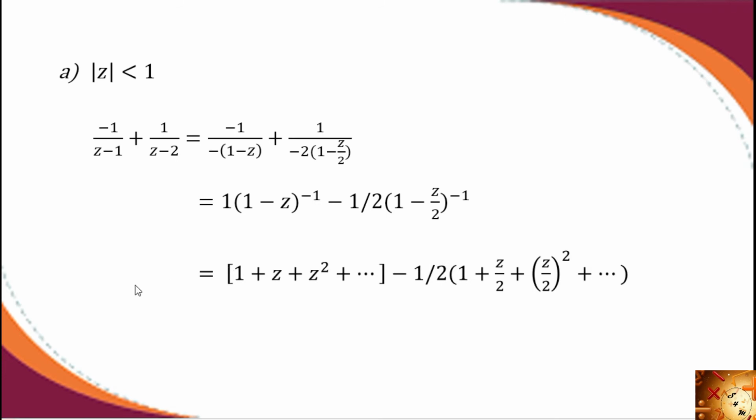Then expanding, we get 1 plus z square plus etc. minus 1 by 2 into 1 plus z by 2 plus (z by 2) whole square plus etc. Since the series contains powers of z minus 0, this is the answer for the first region.